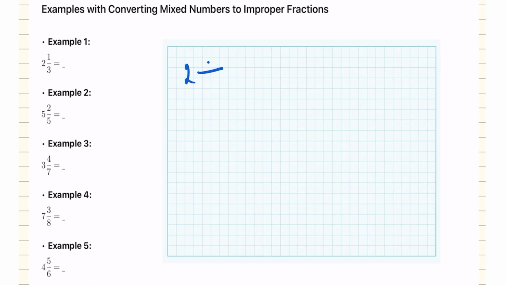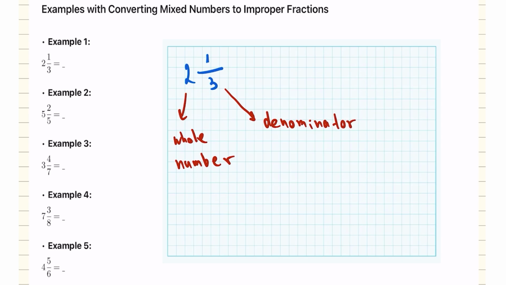So first of all, let's call every section of the mixed number by its name. This is a whole number. When we say 2 whole number and 1 over 3, we say 2 and 1 over 3. So 2 is a whole number, 3 is a denominator, and 1 is numerator. So this 2 is a whole number, the bottom part is denominator, and the top part is numerator.